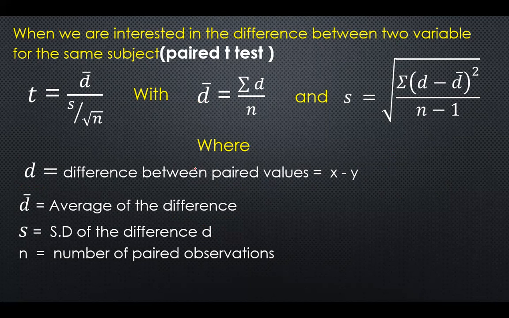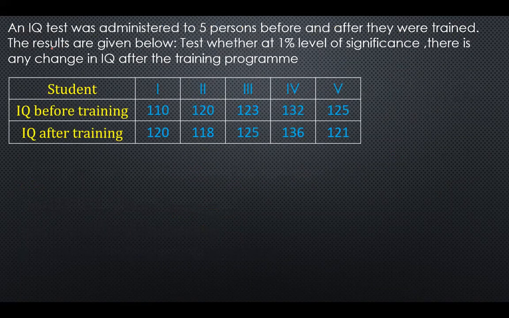Based on this, we will do only one sum so that you will understand this paired t-test. We are going for a small example here: an IQ test was administered to 5 persons before and after they were trained. Note this, before and after. The results are given below. Test at 1% level of significance whether there is any change in IQ after the training program. Please note the alpha value is given here, 1% level of significance. If it is not given, you take it as 5% level of significance. You have to note that.